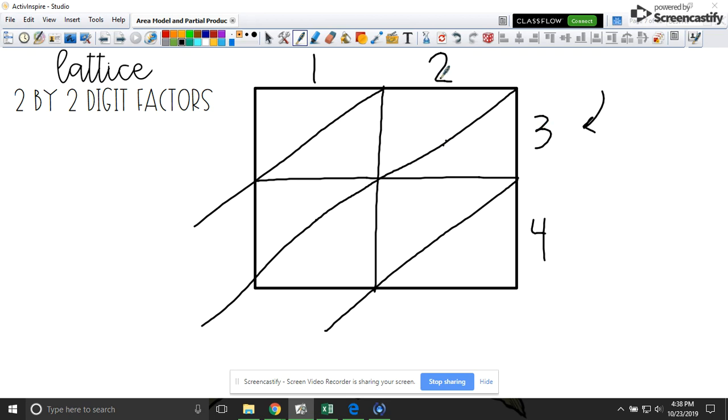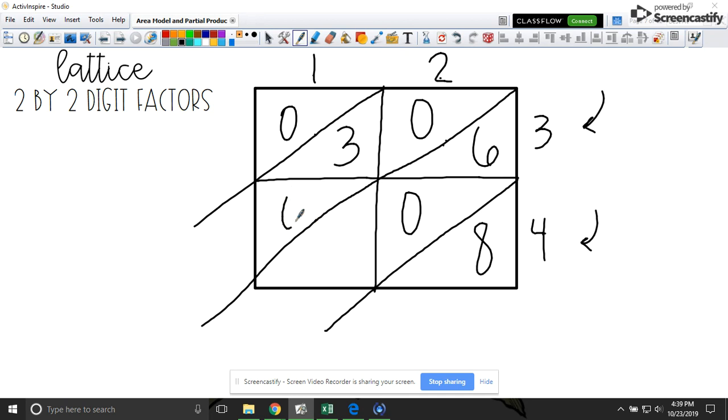So we're going to start up here with our threes, and we're going to take 3 across. So 3 times 2, and that is 6. 3 times 1, and that is 3. All right, now we're going to start with our 4s. So over across, 4 times 2 is 8, and 4 times 1 is 4.